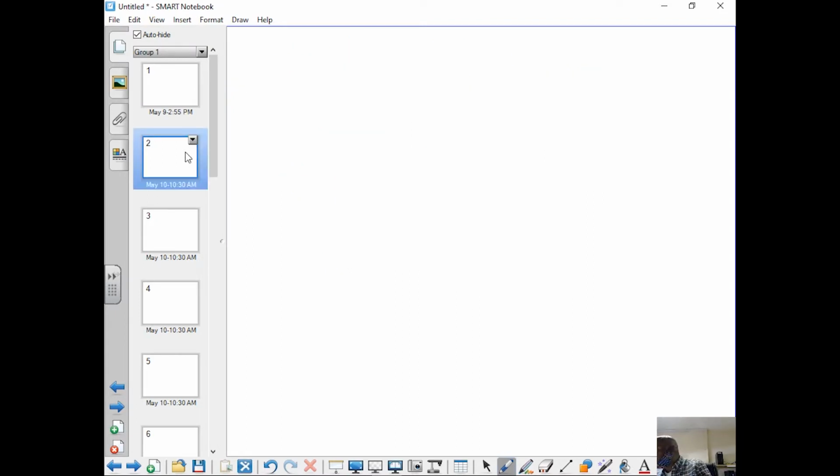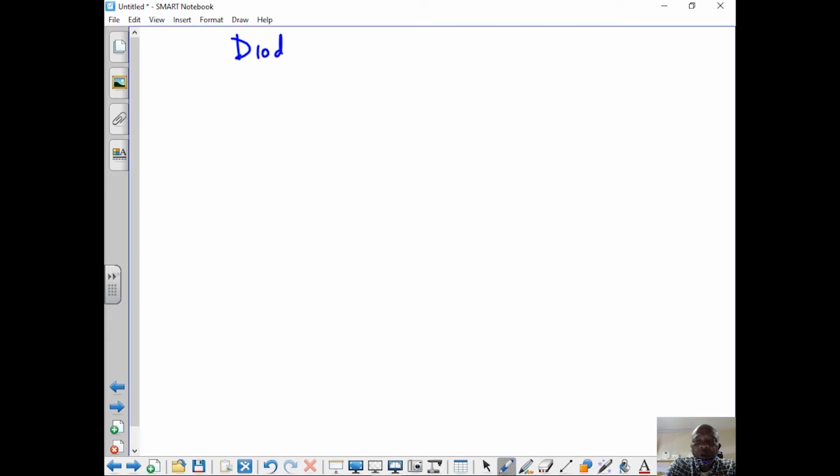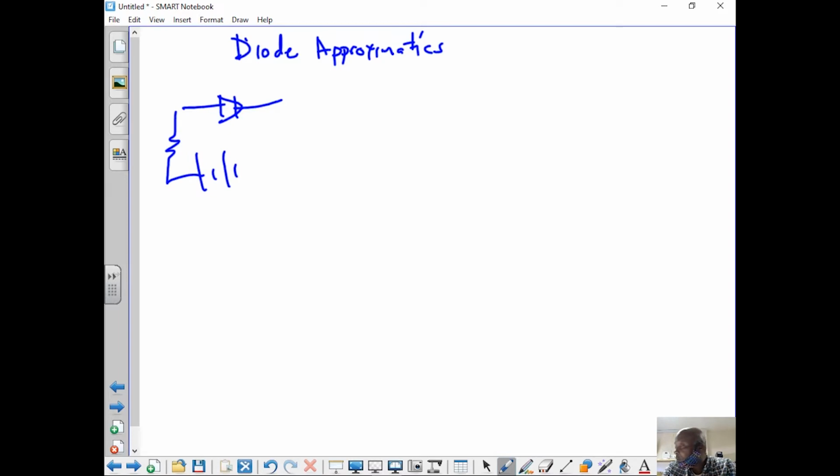Now next, what do we want to have a look at? We want to have a look at the diode approximations. Now what are diode approximations? These are models which we use to explain the behavior of a diode. Now I'll have two circuits in here. The two circuits which I'm drawing in here, the only difference is VB.